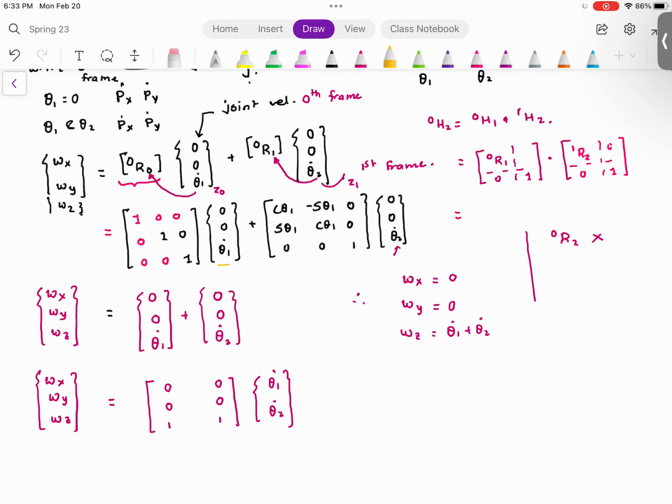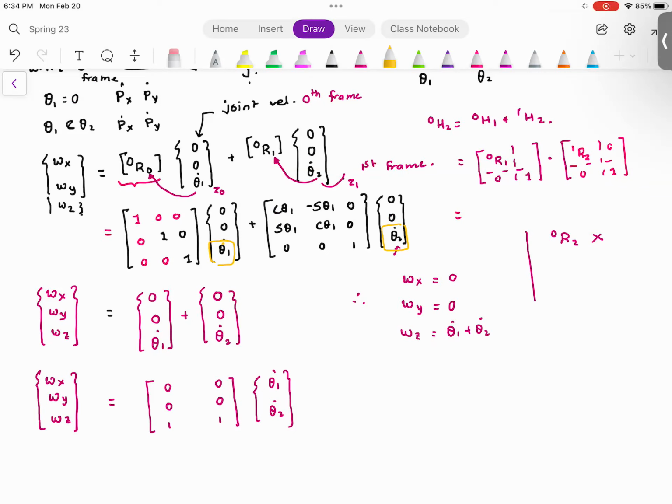Since our joints, and this is a good point, I should have emphasized that, since our joints are aligned with the z axis, all the motion will be captured in the z direction. Here, you will not have anything over here, you will not have anything over here. After you perform multiplication, it may so happen that some of these terms could get populated, but once you formulate your joints, theta 1 dot and theta 2 dot must always be above.